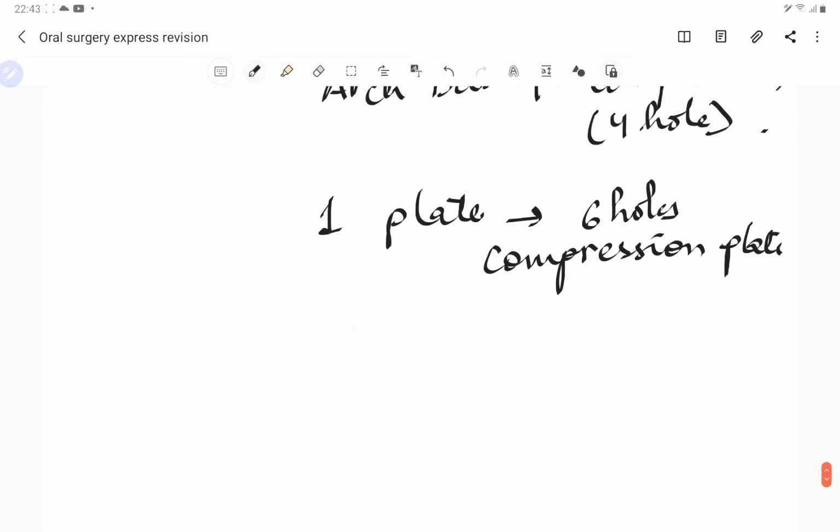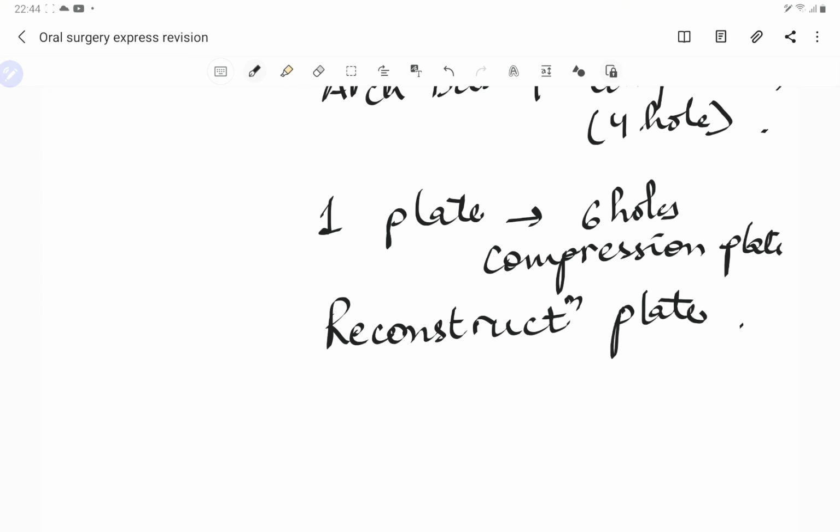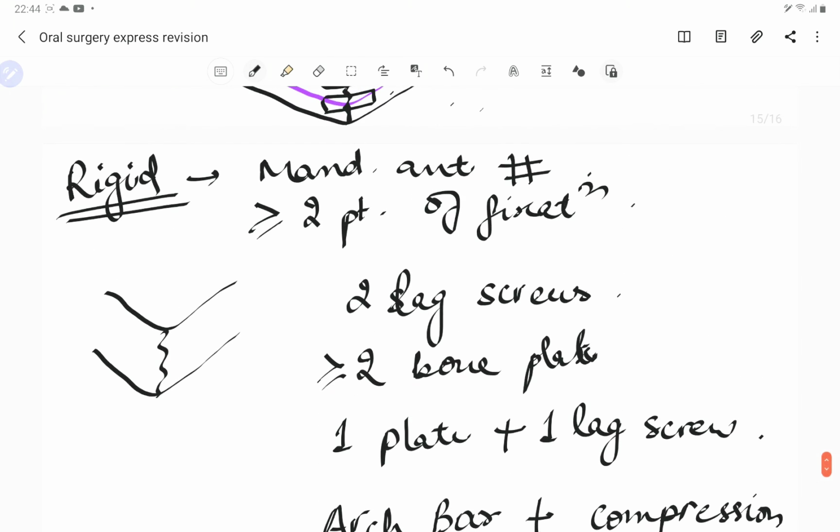Or you are putting a reconstruction plate, which is quite a bulkier plate. So guys, these are the methods you can go for rigid fixation. Basically you are securing it from the top and the bottom so that there is no movement of these two fracture segments. One is this fracture segment, another one is this fracture segment, and we are securing it from top to bottom so that there is no movement taking place. That is why we are calling it rigid fixation.